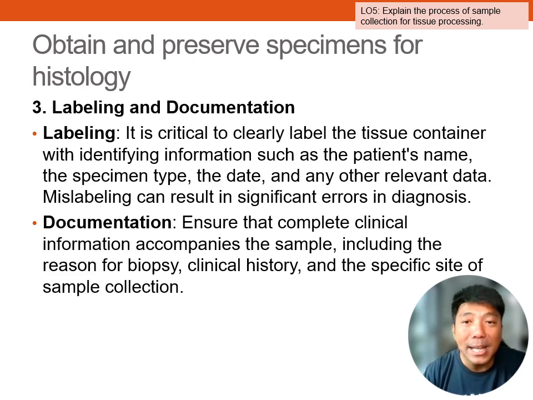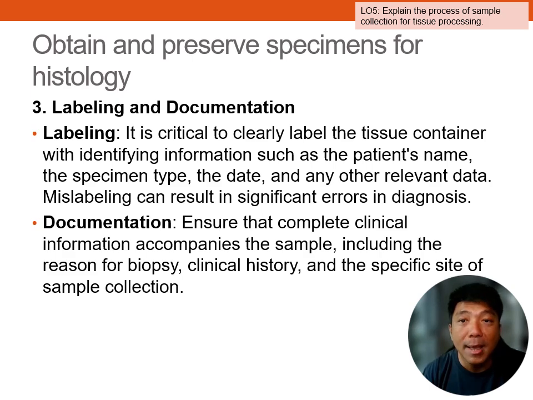Labeling and documentation are critical parts of the process. Clearly label the specimen container with all the relevant information, such as the patient name, specimen type, and the date of collection. Along with proper labeling, you will need to document the clinical history and the reason for collecting the tissue to ensure accurate diagnostic outcomes.